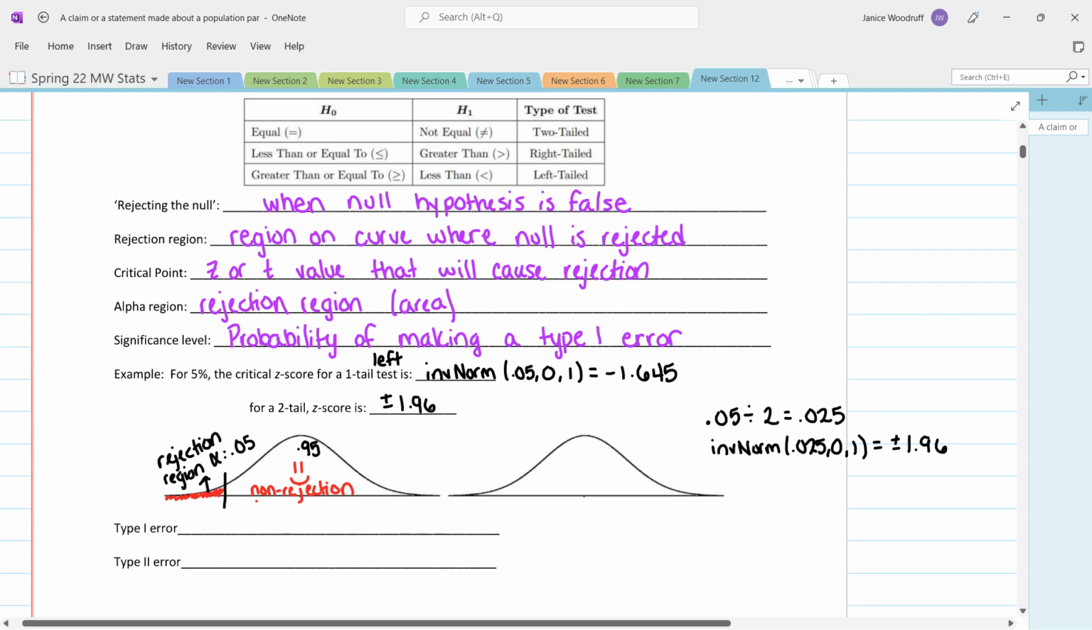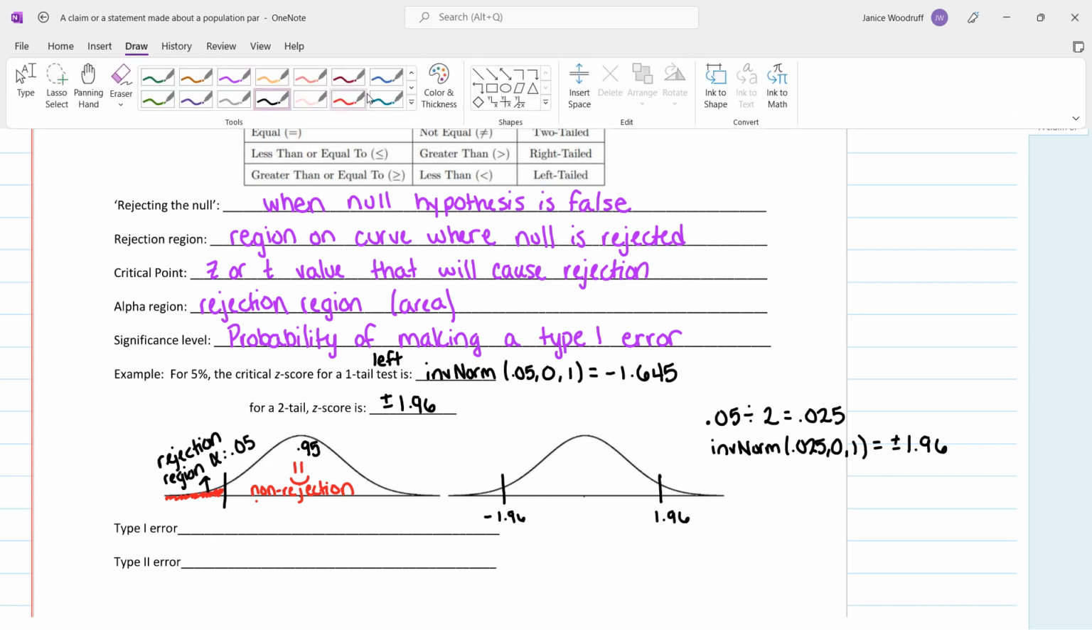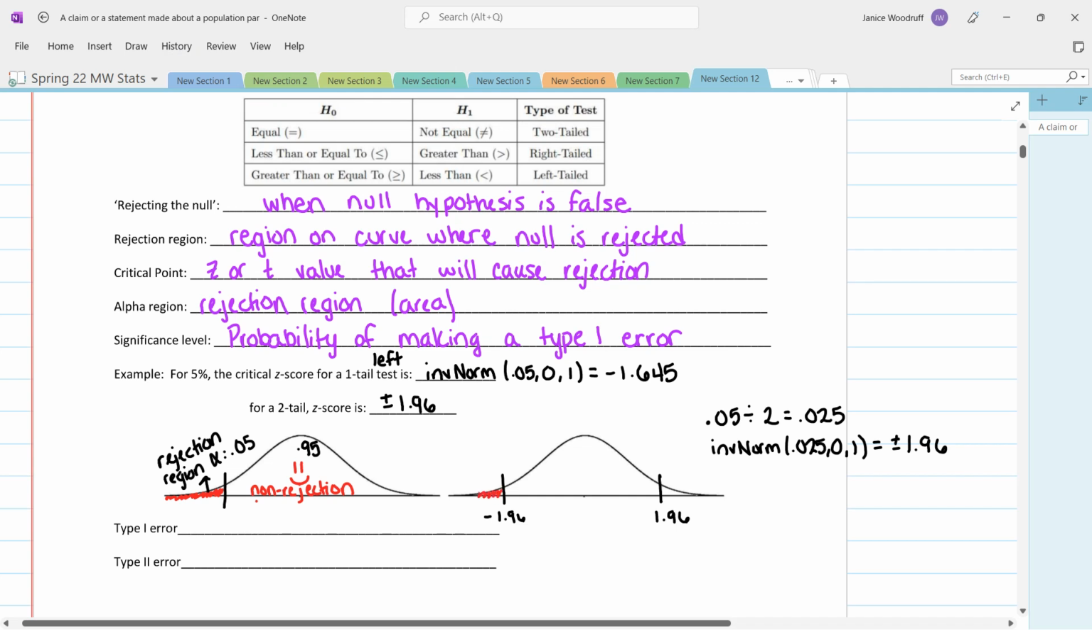Okay, so when I label this out, if I'm doing a hypothesis test, then I have two tails here. I have a negative 1.96 and a positive 1.96. Now the areas to the left and right of that are your rejection regions. And then the area on the inside is your non-rejection region.